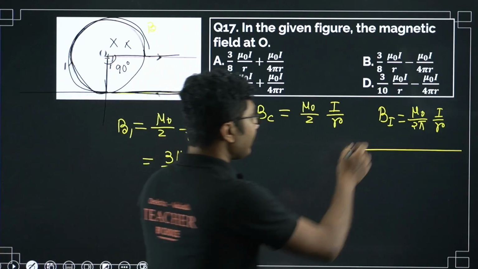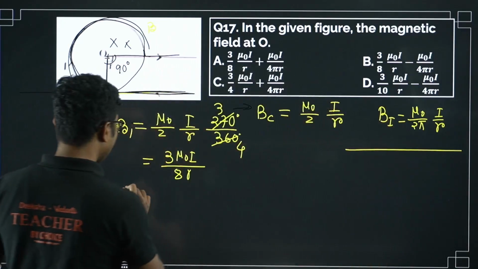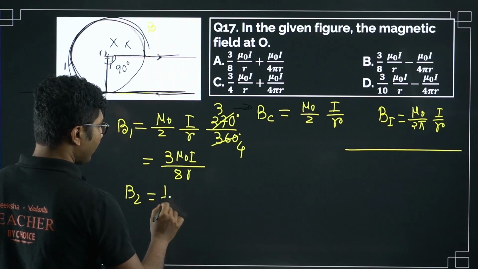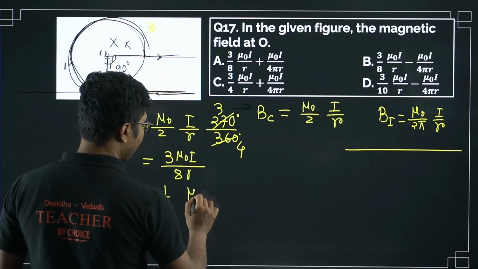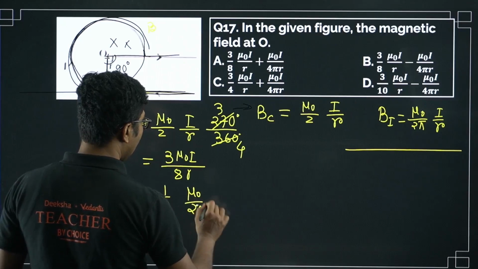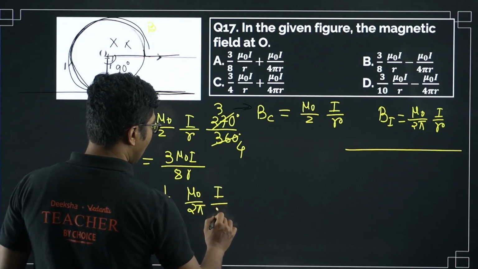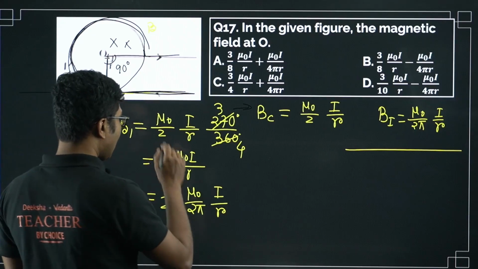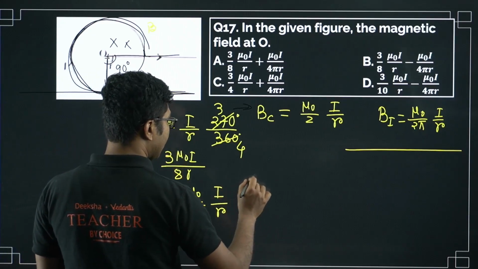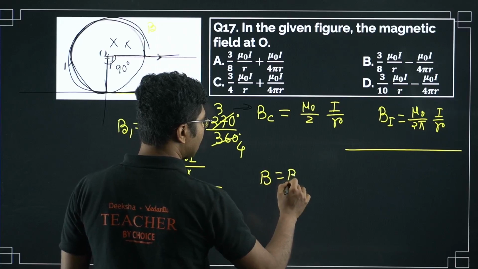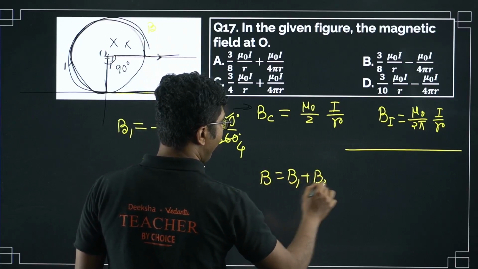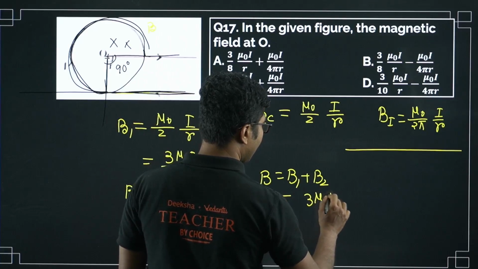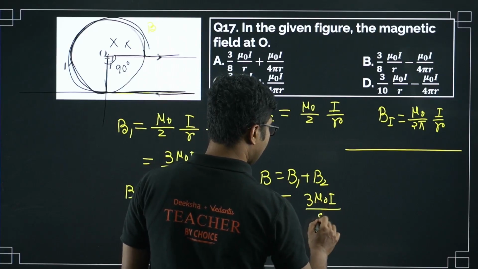Now what is the magnetic field due to the wire? Say B2 is equal to half of the entire magnetic field, mu naught by 2 pi I by R. The distance is the same, R for this wire as well. So now you have to add them. What you will get? The total magnetic field is B1 plus B2 equals 3 mu naught I by 8R.